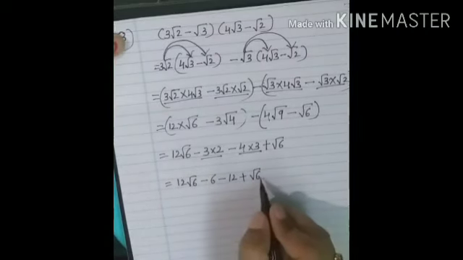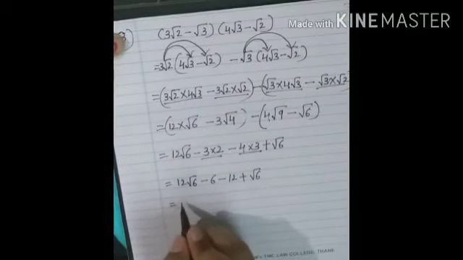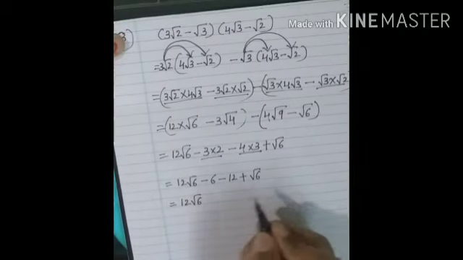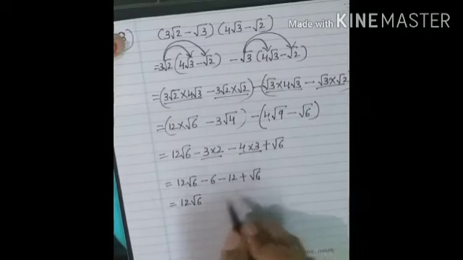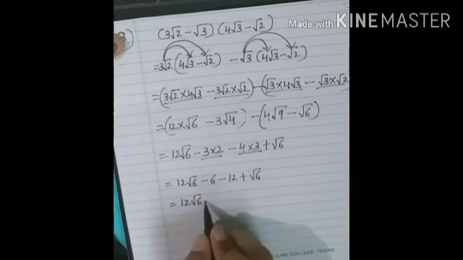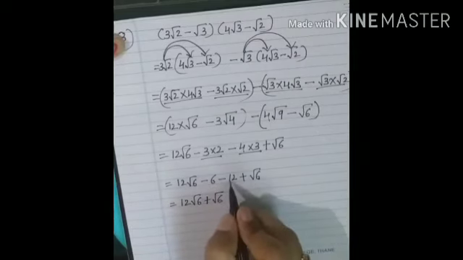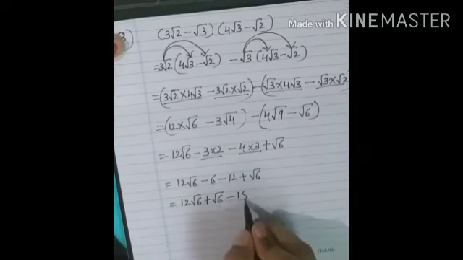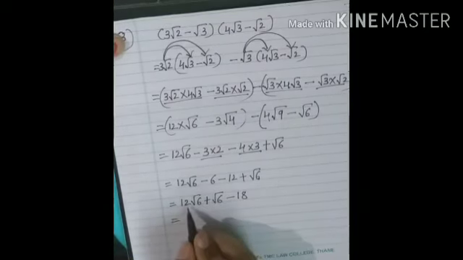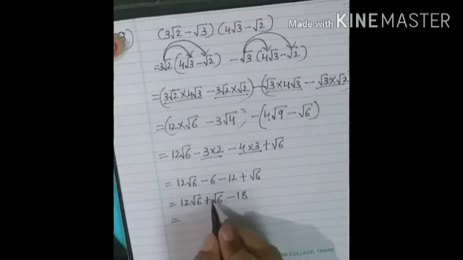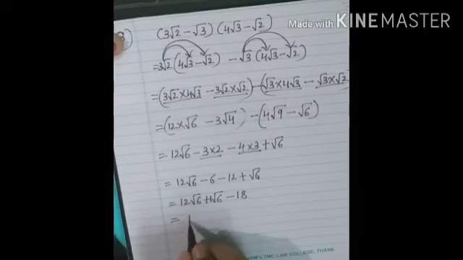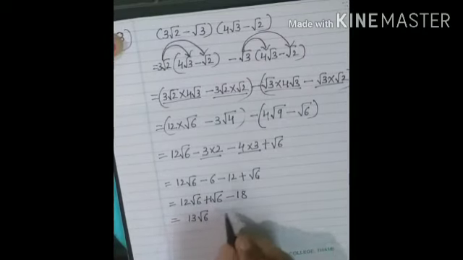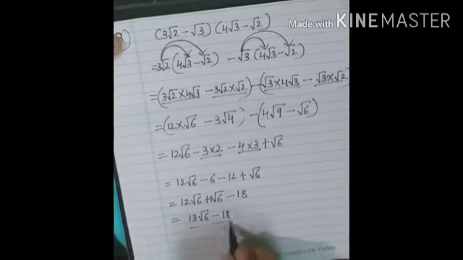Now children, root numbers take together. 12 root 6 and this term you take here. Here what sign is there? Plus. So take down plus root 6. Minus minus plus, but sign will be minus. So minus, what you get children? 18. Now here coefficient what is there? 12, but here nothing is there. So what we have to take? 1. So 12 plus 1, 13 root 6 minus 18. This is your answer children.